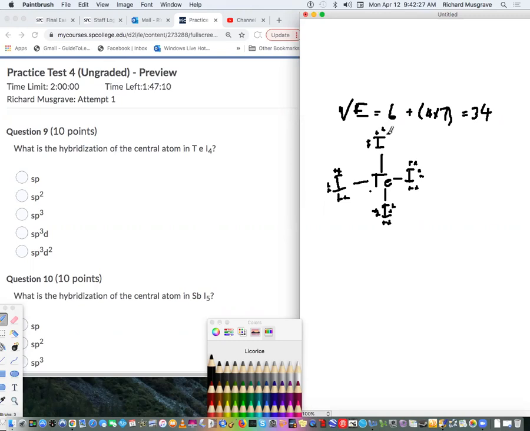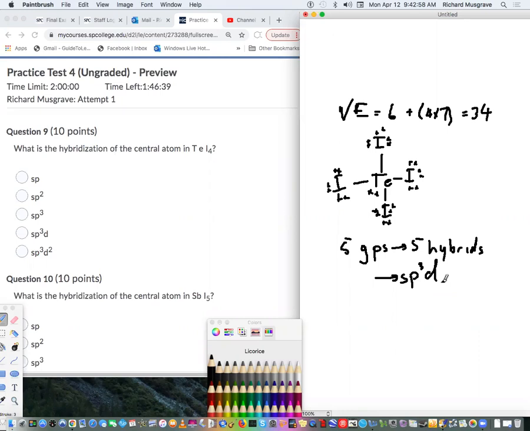So that would be 32, and then we've got two more, that'll be 34. So you can see the TeI4 has five groups, which means we need five hybrids. Which means we're going to be going with SP3D as our hybridization. Does anybody have any questions?